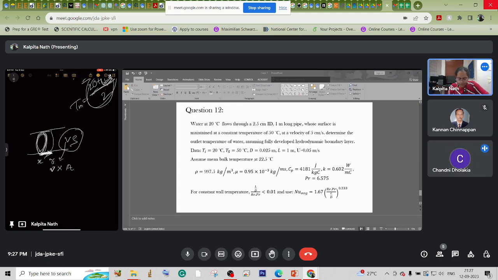Understood? Because volume will be cross sectional area into this length, right? And this length we are already considering in terms of velocity as meter per second. So that's why we are considering the cross section area here: cross section area into velocity into density. But when we consider h As delta T, that will be the surface area, that is pi dL.